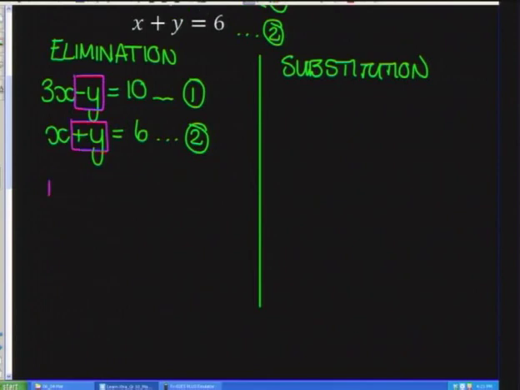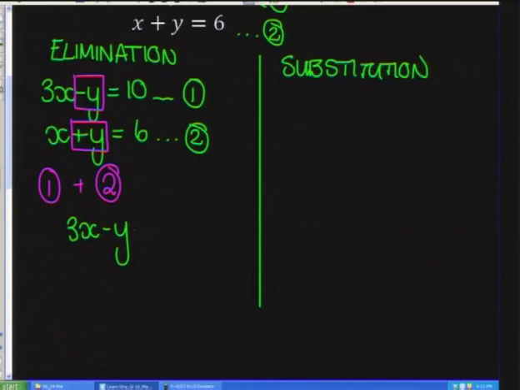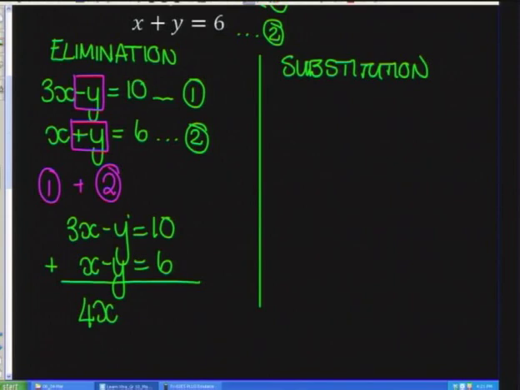So this is the idea. If I took equation 1 and I added equation 2 to it, let's see what we would get. We would have 3y minus x equals 10, and I'm adding onto that my other equation of x minus y equals 6. Now, if we actually did that sum, 3 plus 1 is 4, so I've got my 4x over here, minus y plus y, they eliminate. They cancel each other out.